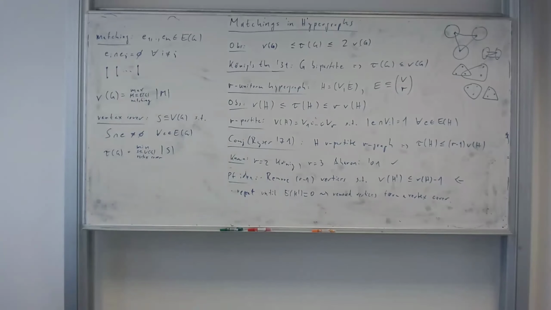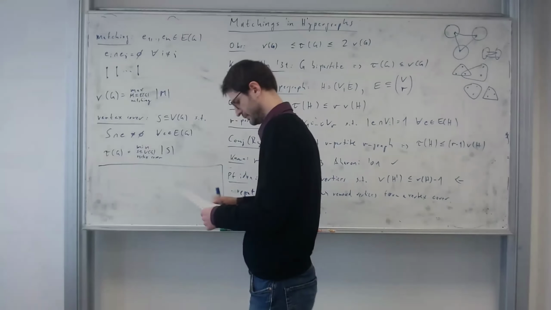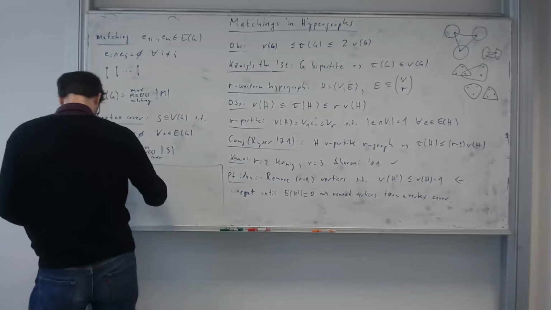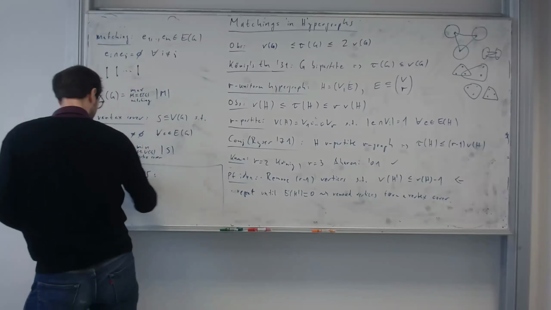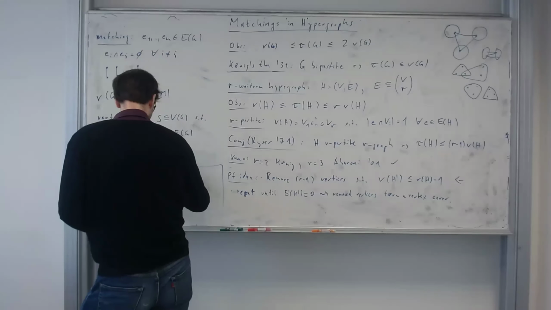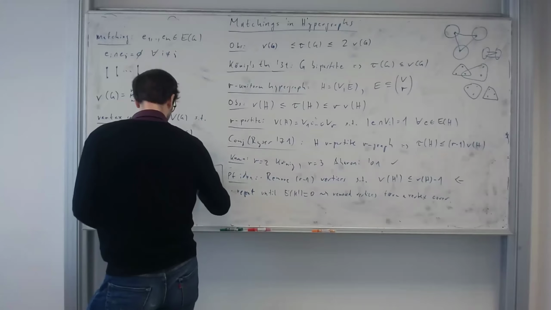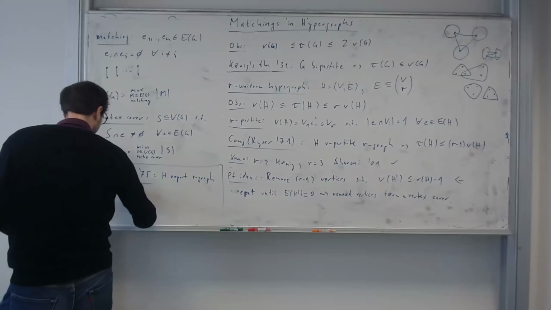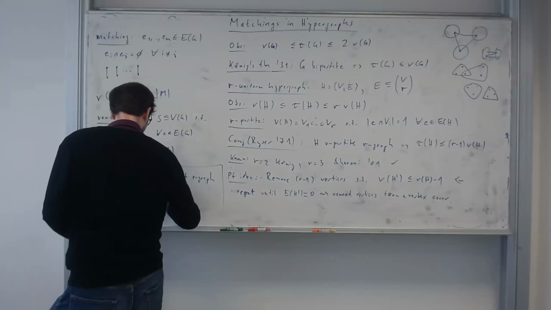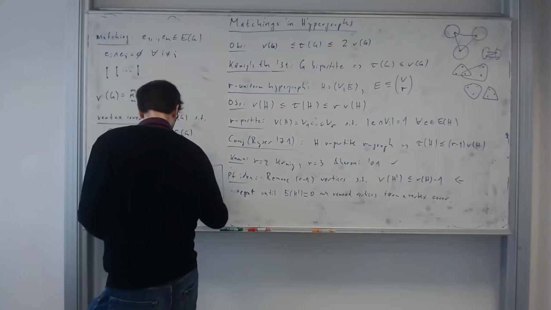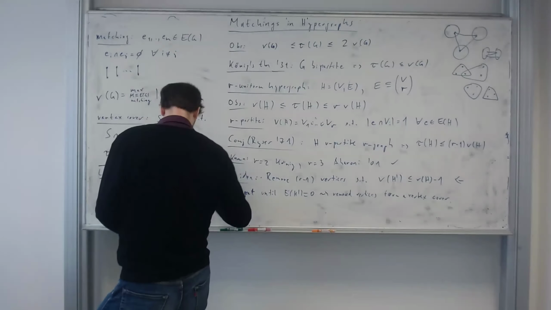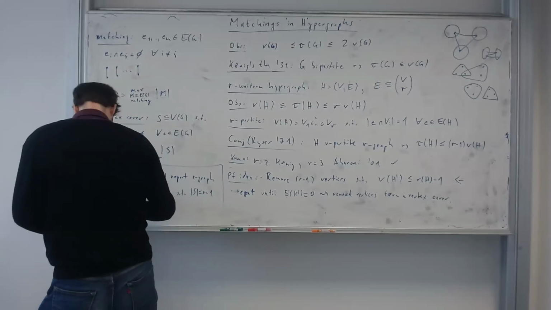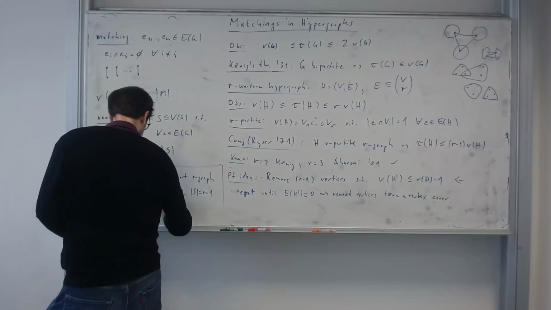Lovász's question. So Lovász's conjecture from 75 is: if H is an r-partite r-graph, then there exists a set of vertices S such that the size of S is r minus 1, and if you remove it, the matching number drops.